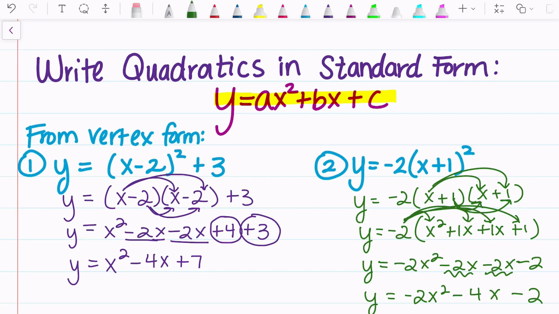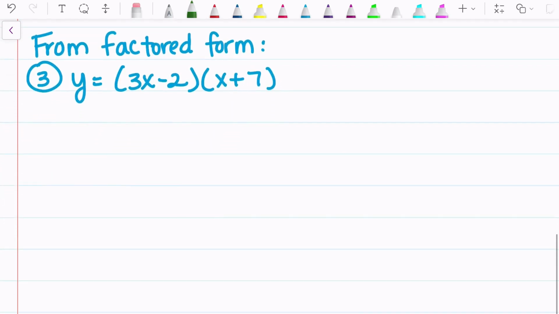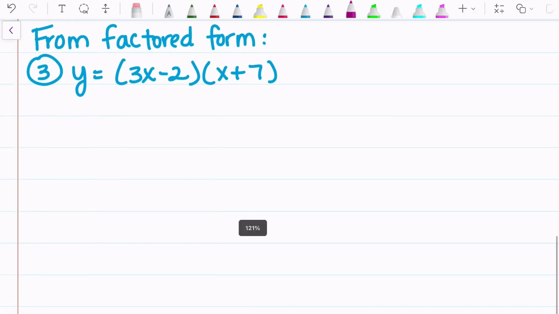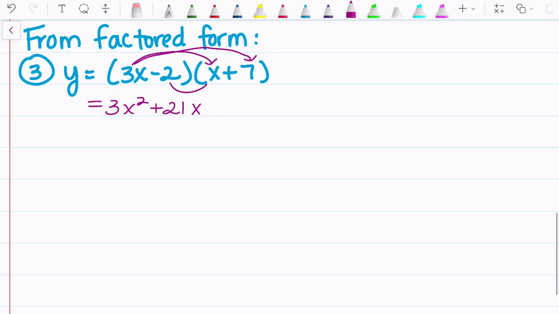All right, sometimes you might need to go from factored form to standard form. So my third example here is in factored form, and I'm going to distribute. So I have 3x times x, which is 3x squared. And then I have 3x times 7, which is 21x. Now I have to take the negative 2 and do the same thing. Negative 2 times x is negative 2x. And negative 2 times 7 is negative 14.